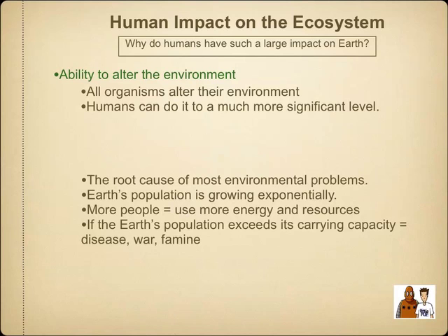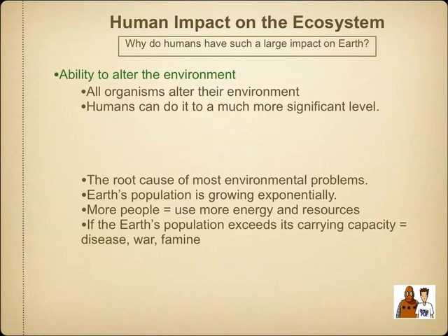Obviously, lots of animals and plants alter their environment. A beaver, for example, does a lot of altering of its environment by cutting down trees, building a dam, transforming a stream into a pond. That's a pretty big impact. But humans can basically make any ecosystem into what we want.